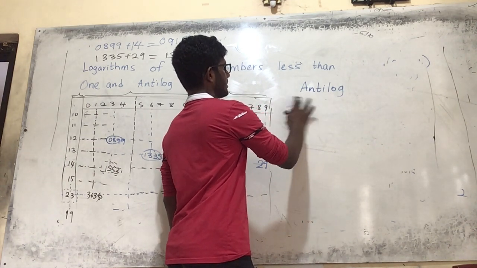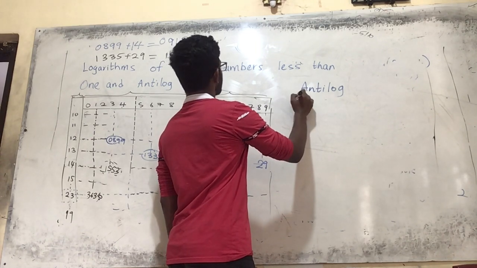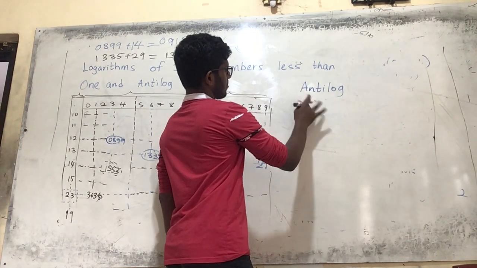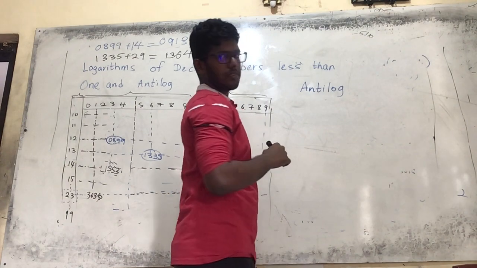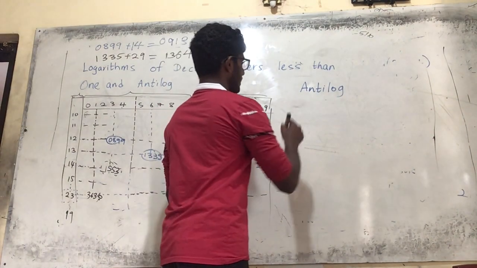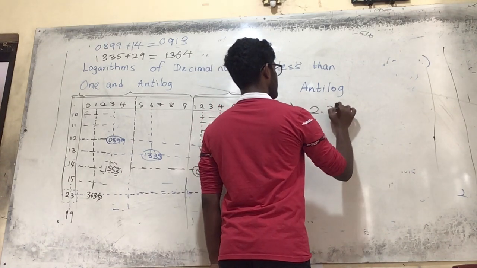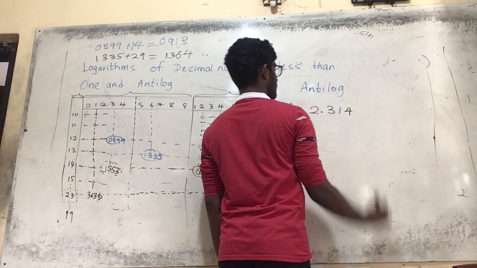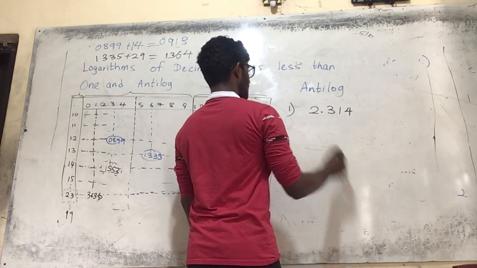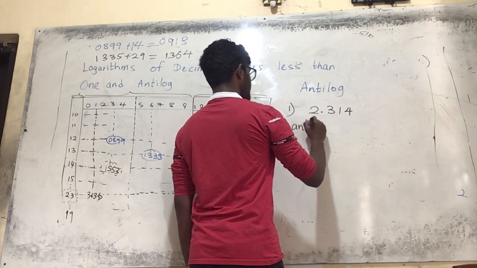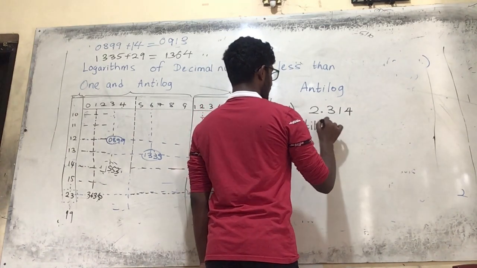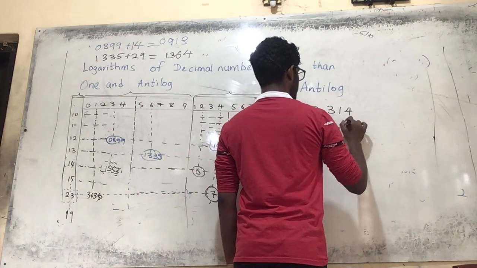I will first take a number more than 1, but there's no difference actually. I will take say 2 point. So somebody is asking me, get me the antilog value of 2.31.